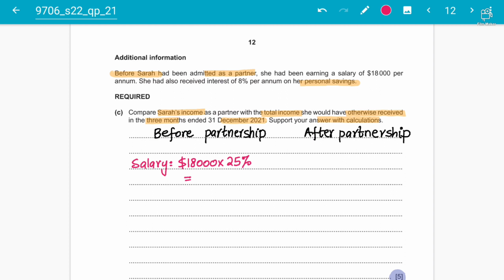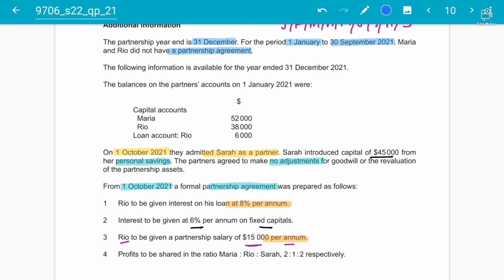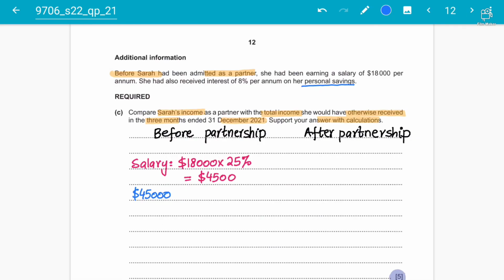So 18,000 into 25%, that is 4,500, the salary before, and then she was also receiving interest. So we can say that 45,000 was her personal savings. It's written there, and personal savings is mentioned. So you have to make sure you have the complete knowledge of the question. So 45,000, if she doesn't invest, she gets 8% on that, and again 25% of that, or you can also say 1 upon 4 or 3 upon 12 as well. Doesn't matter students, just mathematics here. So 45,000 into 8% into 25%, we got that as $900. So the total is going to be 4,500 plus $900. That makes it $5,400 with the help of a calculator.